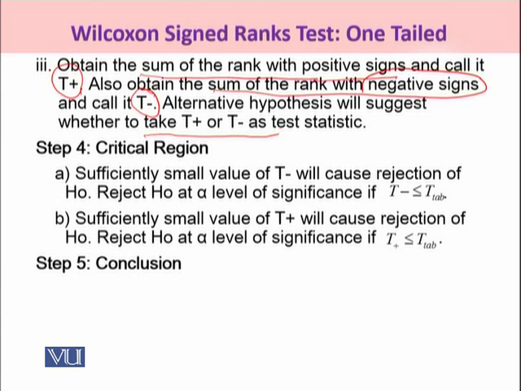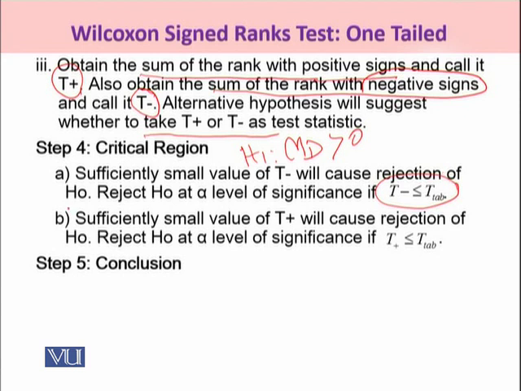Whereas if we move on to the critical region, in case of the first pair of hypotheses, which was H1: MD greater than 0, we have designed the critical region such that sufficiently small values of T minus will cause rejection of H0. So we need to reject H0 at alpha level of significance if T minus is less than or equal to T tabulated.